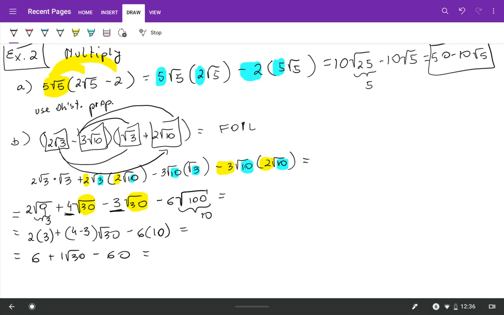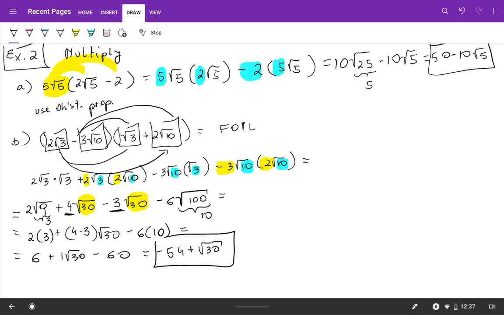We have 4 minus 3, it's 1, plus 1 square root of 30, minus 60. So that will give you 6 minus 60, which is negative 54 plus square root of 30. Okay, and square root of 30 can't be simplified, so that will be our solution. Okay, so that will be the answer. Okay, let's continue with more problems.